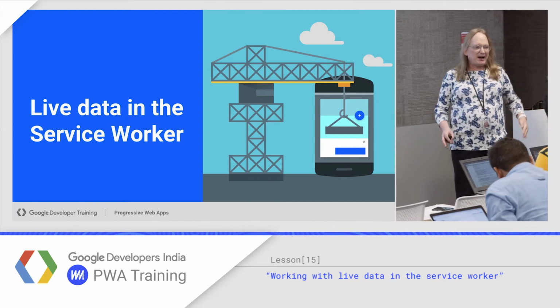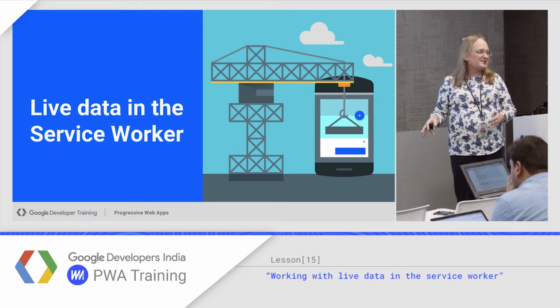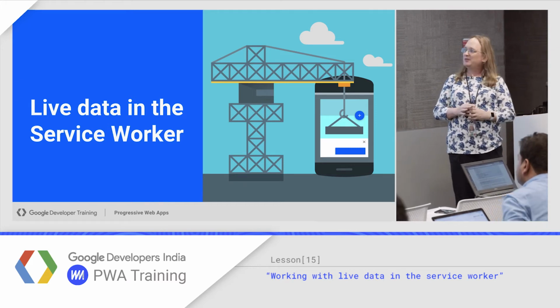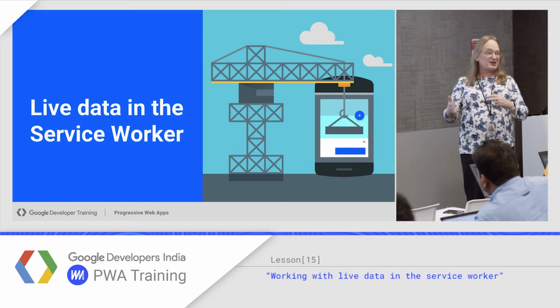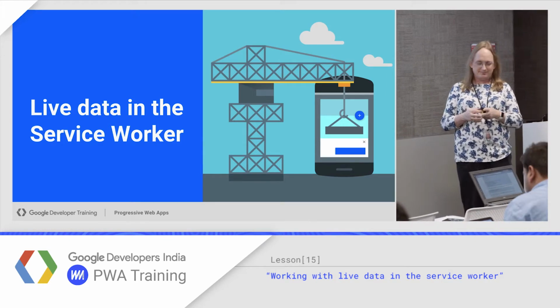So let's combine the service worker and the database together and work with live data. This is not a super long section. This is just some guidelines for thinking about when you put the two together.